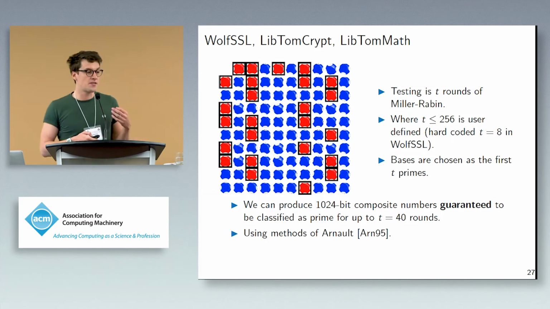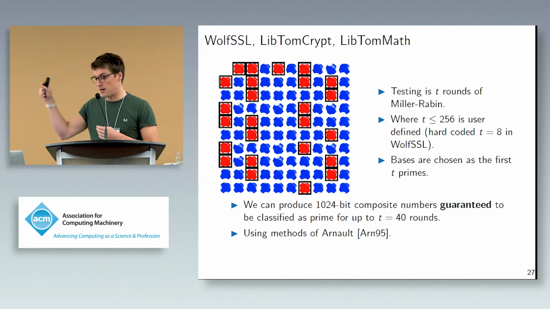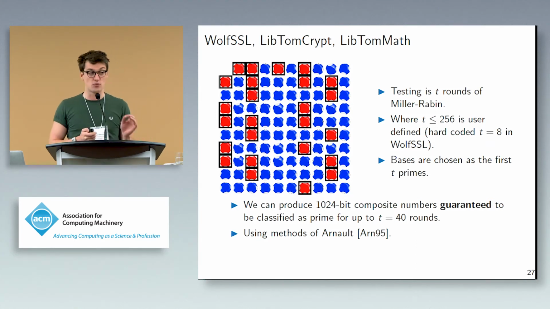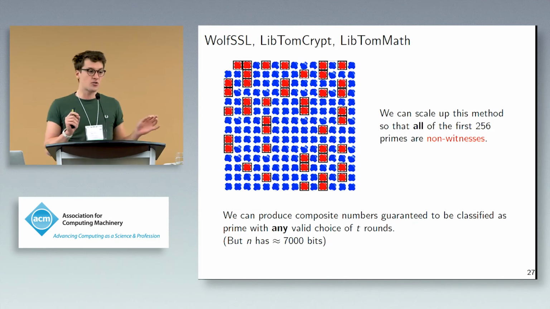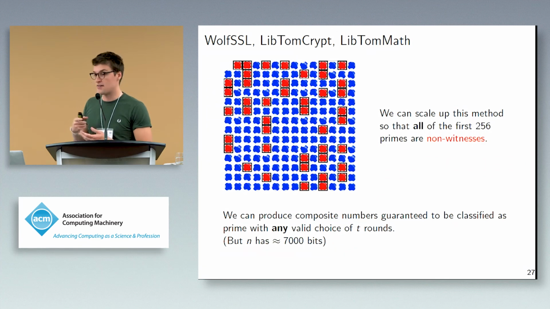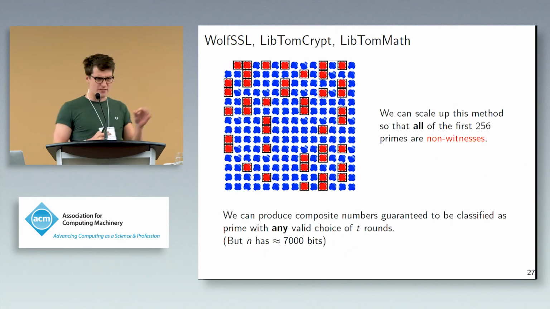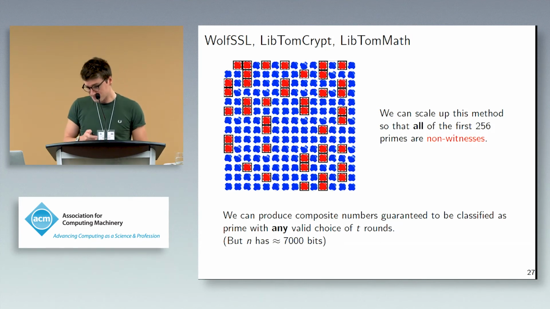So we know, using methods inspired by Arnaud, that we can just simply generate composite numbers that have red balls or non-witnesses in these first T prime positions. And therefore we can produce 1024-bit composite numbers that are guaranteed to be classified as prime for up to T equals 40 rounds. In fact, we can go one step further and scale this method up to all 256 primes. So whatever valid choice of T the user chooses, we're guaranteed that the test will declare this composite number as prime. One small caveat here is that this number actually blows up pretty big, and it's around 7,000 bits.